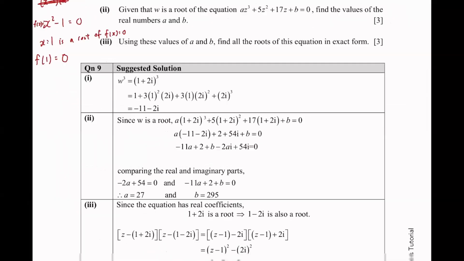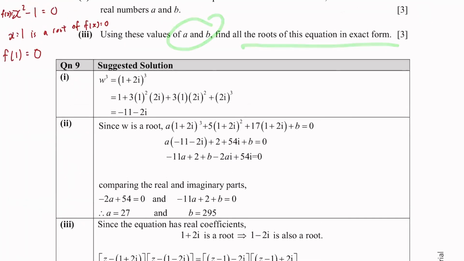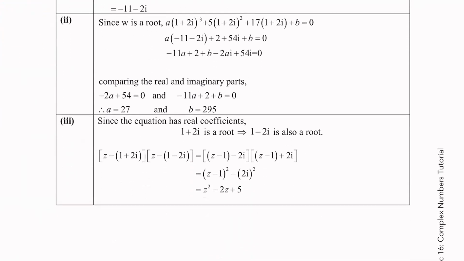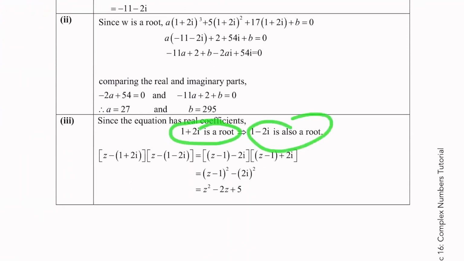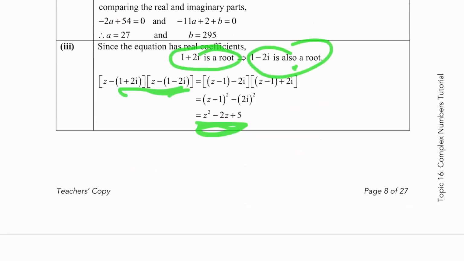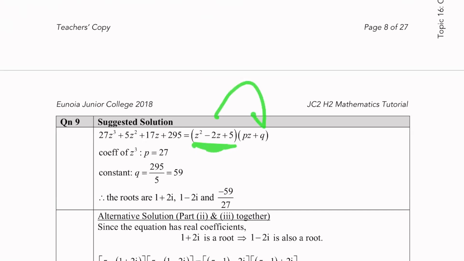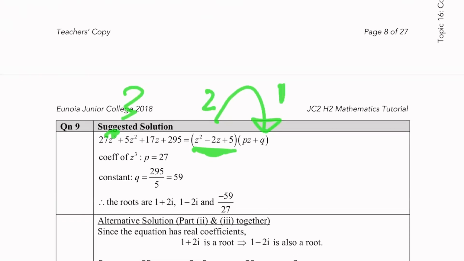Then for part 3, using these a and b values, find all the roots. In this case, that's exactly what you did first. You use the conjugate root theorem, then factorize to get the quadratic, and then multiply the quadratic by a linear factor to get a cubic. Power 3, here's power 2, so the remaining must be power 1. 2 plus 1 is 3.